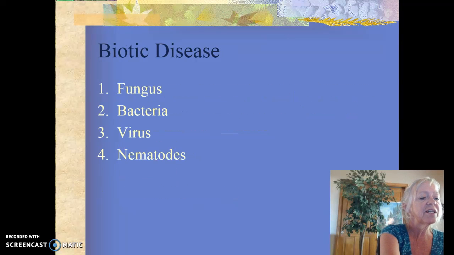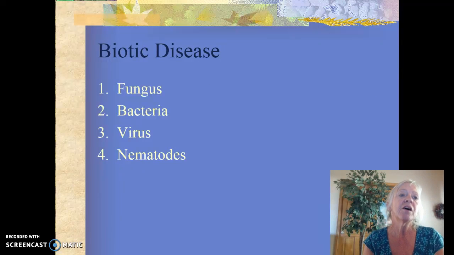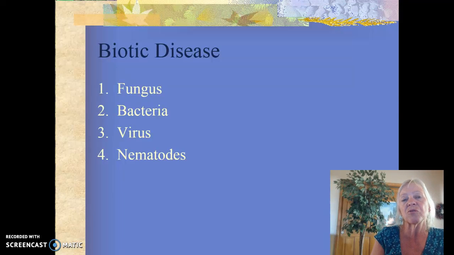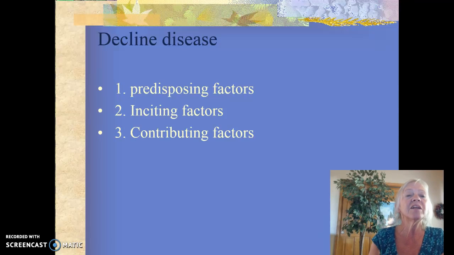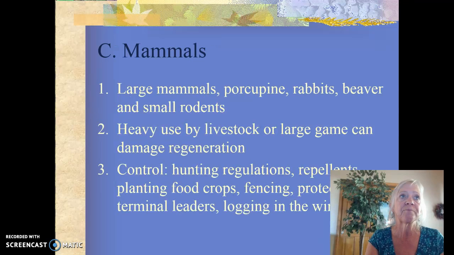Biotic diseases are divided into fungus, bacteria, virus, and nematodes. And so the first thing you would do is you would figure out which of those it is so that you would know how to control it. If you were to use a chemical, which is always the last resort, you would choose a fungicide or a bactericide. And those are categories of pesticides. Decline diseases usually include predisposing factors, inciting factors, and contributing factors, which is a kind of long way to just say it's a variety of factors influencing the growth of the tree.